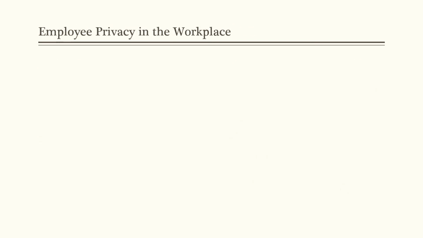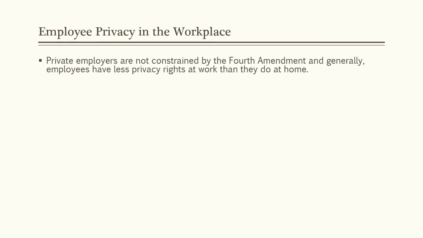Next, I want to briefly discuss employee privacy in the workplace. As you may recall, private employers are not constrained by the Fourth Amendment, and generally, employees have less privacy rights at work than they do at home. In Chapter 5, Part 2, we covered the employer's right to search physical offices and workspaces, company-owned computers, emails, and text messages on company phones, which courts have routinely allowed because employees have no reasonable expectation of privacy in these areas or equipment when they're searched.